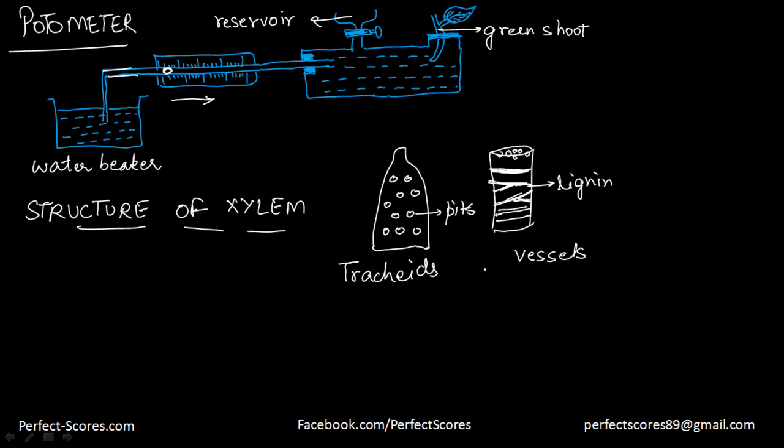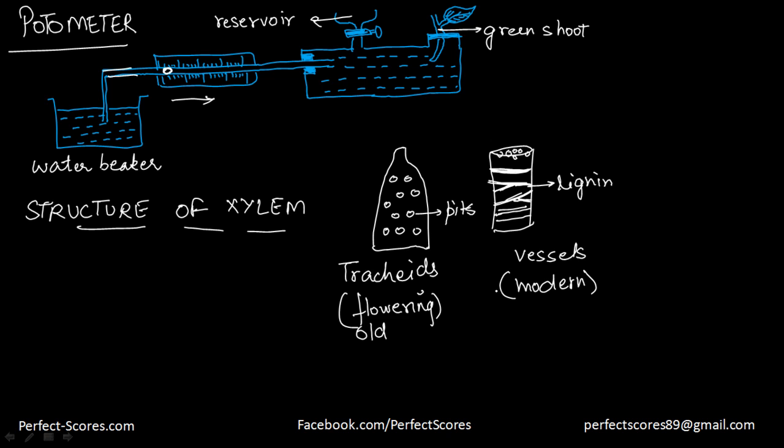Now, one more important difference between tracheids and vessels is that tracheids were there in the ancient flowering plants. The ancient flowering plants, the old ones, had only the tracheids, not the vessels. So vessels are part of evolution. And the modern flowering plants, the ones that we can find nowadays, have only vessels. So the modern plants have vessels while the old ones had tracheids.